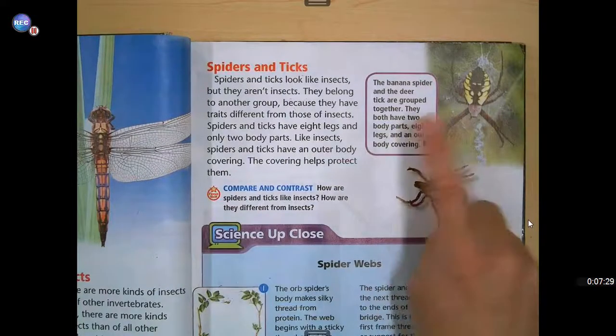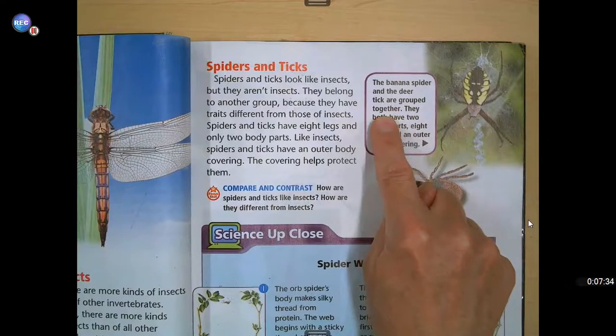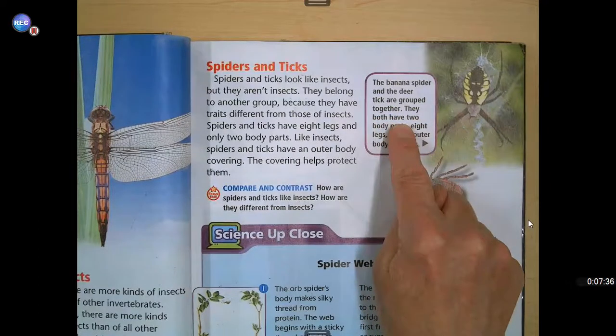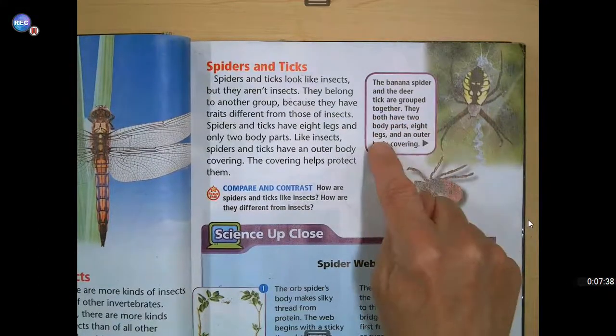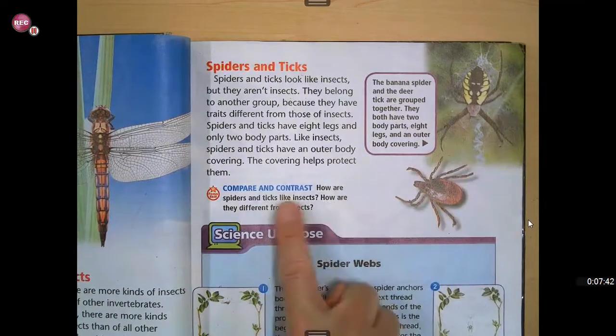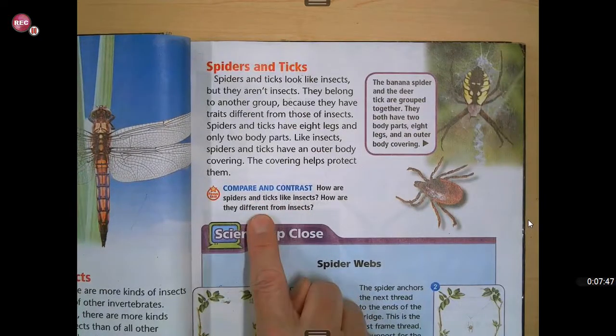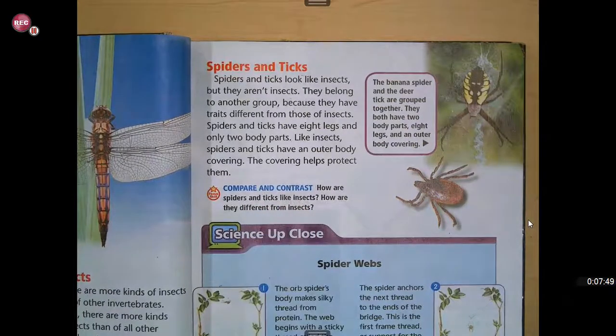Let's look at the caption. The banana spider and deer tick are grouped together. They both have 2 body parts, 8 legs, and an outer body covering. So think about this. How are spiders and ticks like insects, and how are they different from insects?